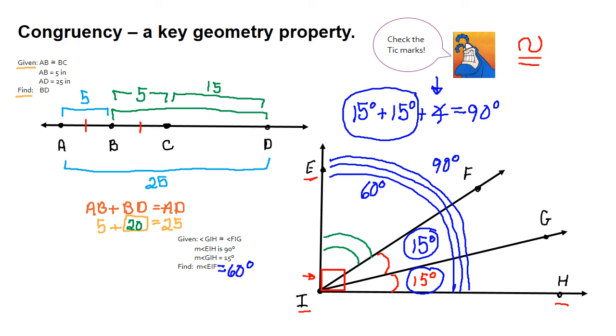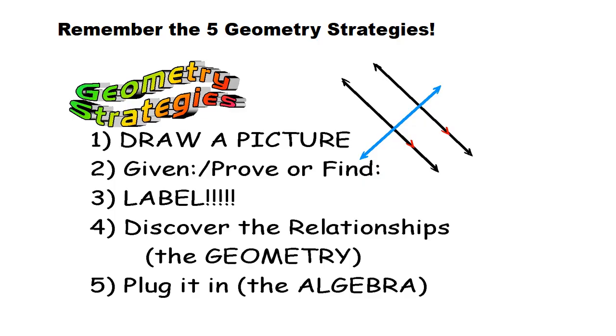And so now I can find the measurement of all the angles. I could find EIG, which would be 75 degrees, and any combination otherwise. Mark it up, put everything in, even things that aren't totally given, or what I call hidden givens, and identify what you're looking for.